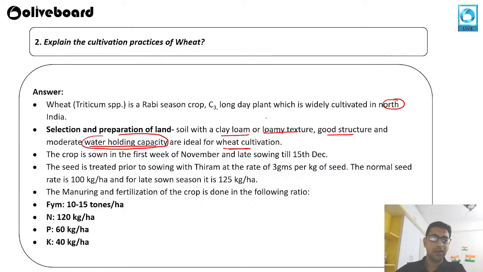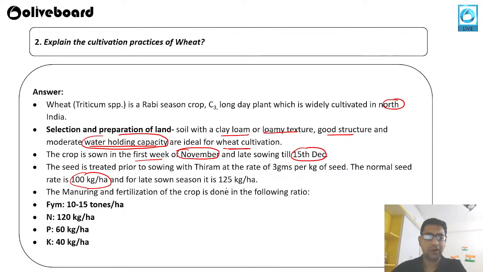Normally this crop is sown in the first week of November. That means right now people are preparing their land for sowing of the rabi crop, that is wheat, and it is sown as late as 15th of December. The seed is treated prior to sowing with Thiram at the rate of 3 gram per kg of seed. The normal seed rate is 100 kg per hectare.